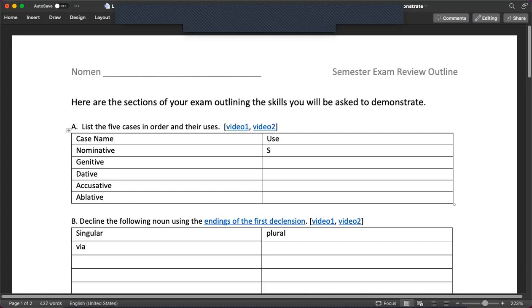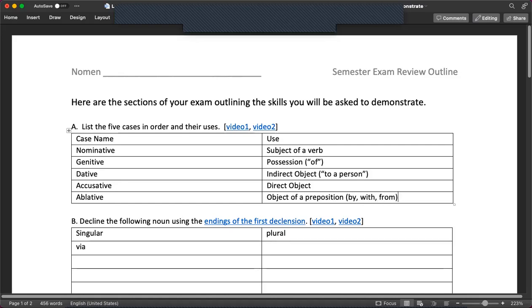The nominative case we use to indicate the subject of a verb. The genitive case shows what's called possession, and we use the word of to translate the genitive case. The dative case shows us that a noun is an indirect object, and we use the word to for the person's name. The accusative form shows us that a noun is a direct object, and the ablative case is the object of a preposition, such as by, with, or from.